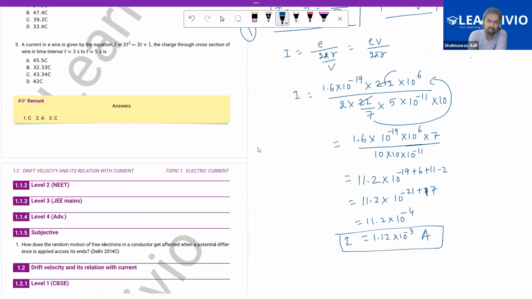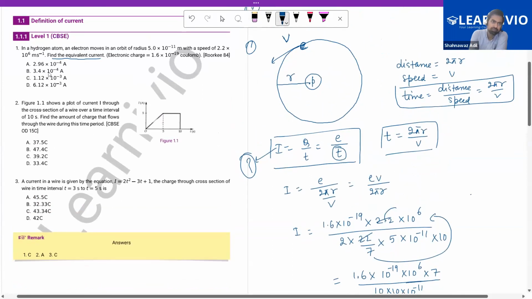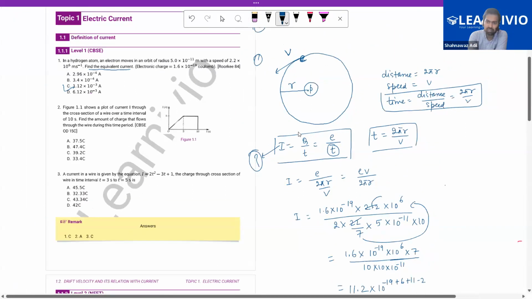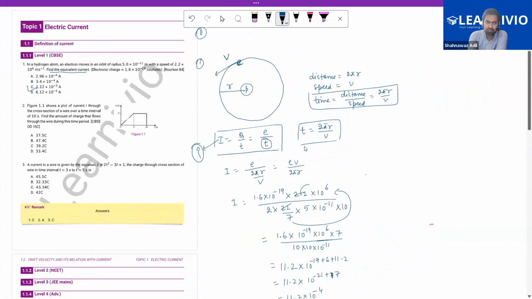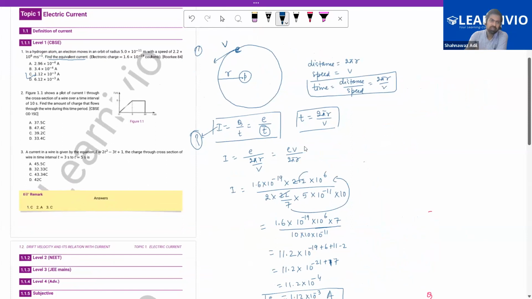Is this question clear to you? Is this question clear? Yes, sir. Please note this one down. Yeah, so we have 10 minutes, so we can solve the next question also.